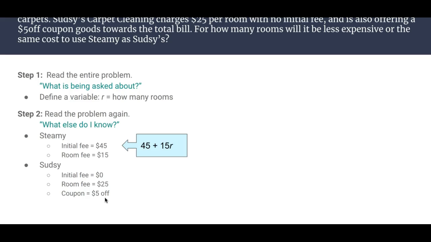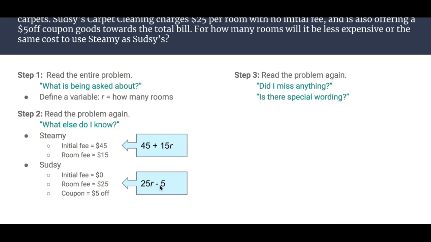If we're looking at Steamy, Steamy is pretty easy. We got the $45 plus our $15 for the room fee. But if you look at this one, we're starting off with a room fee, right? The room fee, $25 per room, but we're going to subtract $5 off of that. Everybody see that? All right.